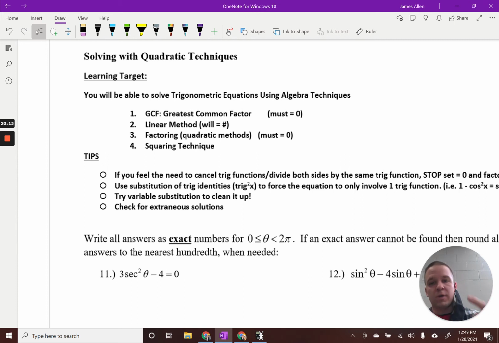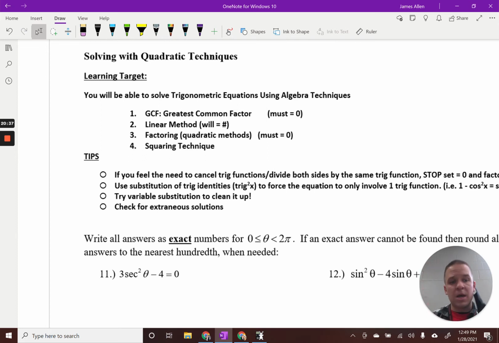There's going to be regular old linear ones. There's going to be factoring like AM method, even with like rainbow method, leading coefficient, squaring technique, all sorts of good stuff. All righty. So things to remember with your greatest common factor, it's got to equal 0. If you factor something out, it's equal to 0. Okay? With the linear method, that was like what we were just doing there. You're going to equal some kind of a number. Factoring method, you're going to set your factors equal to 0 and then solve.